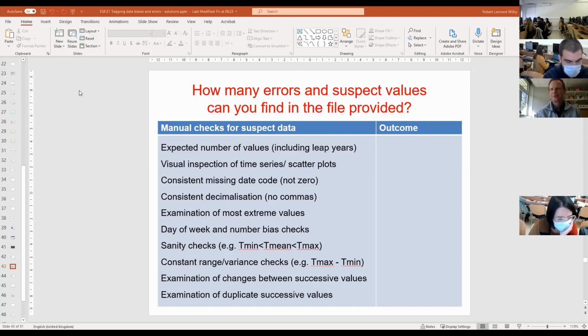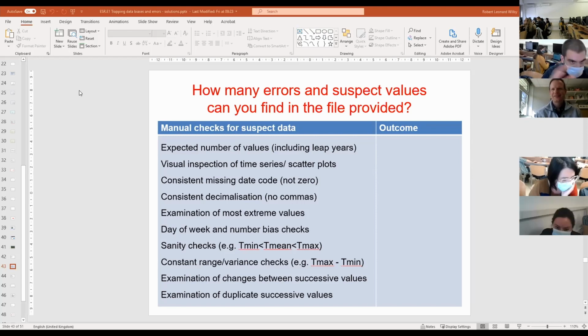Is it easier for you to talk or to write in the chat? Maybe to write. Okay, they will write it in the chat. Yeah, if you'd like to put a comment in the chat box, then I can react to that, and then I will walk you through what I think are some of the issues with this data set. Okay, thank you.